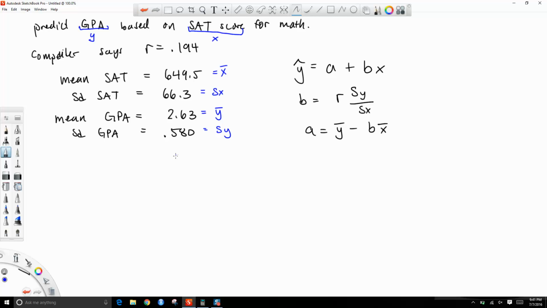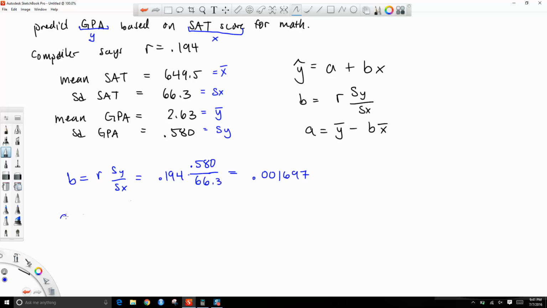R is R. So what do we have to do? We've got to figure out A and we've got to figure out B. To figure out A requires that we know B, so we're going to start off with B first. So B is R times SY over SX. I'm going to plug in 0.194. What's SY? 0.580. And what's SX? 66.3. So if I do the math here, I'm going to get 0.001697. It's a little value there.